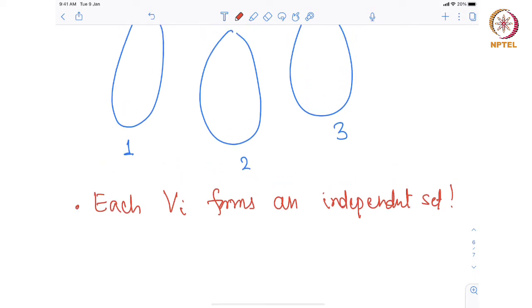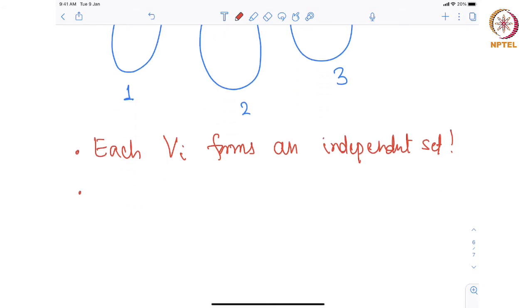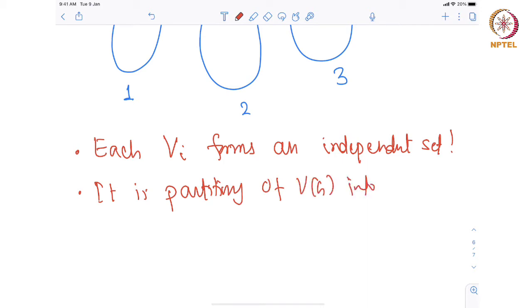Okay. So that is one observation. And secondly, in fact, it is a partitioning of the vertex set of G into k independent sets. Okay. So we will come back to this principle in a minute.